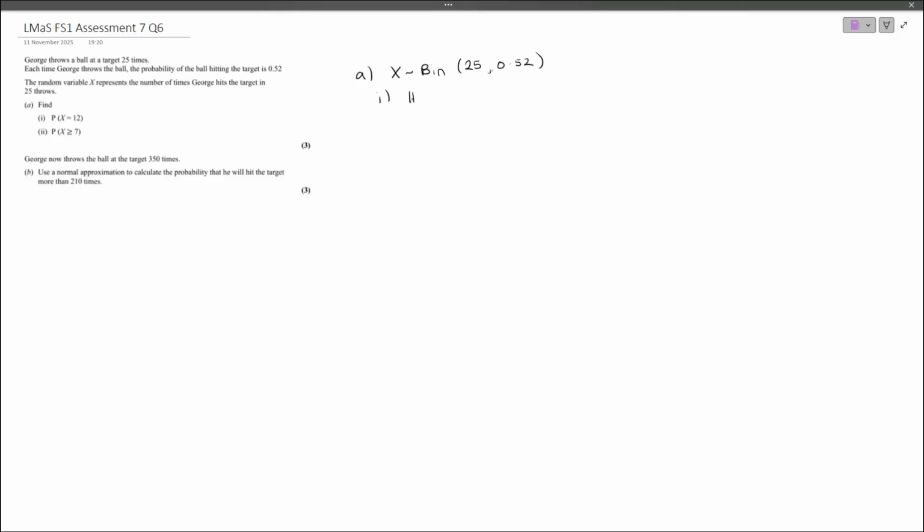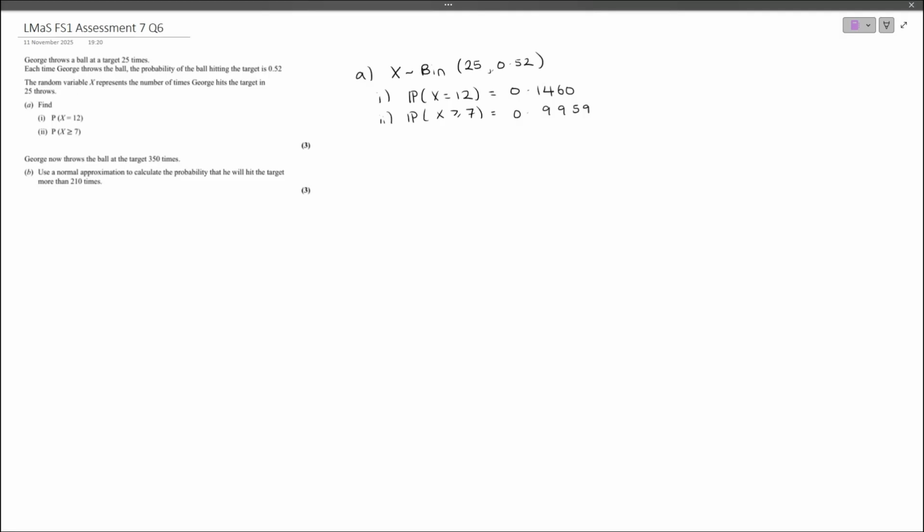So part 1, the probability that X is equal to 12 is equal to 0.1460 to 4 decimal places. Part 2, the probability that X is greater than or equal to 7 is equal to 0.9959 to 4 decimal places.